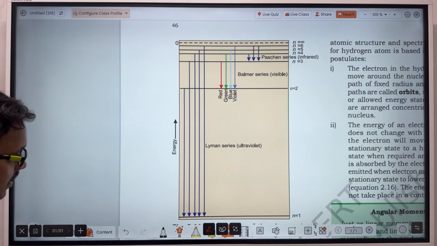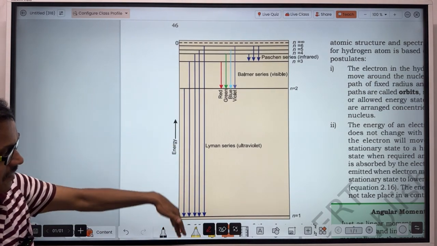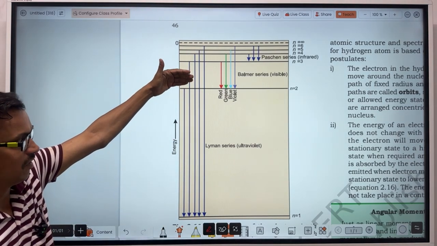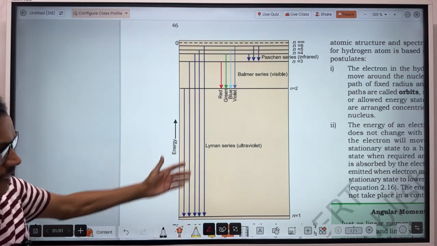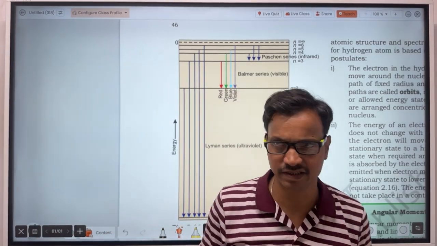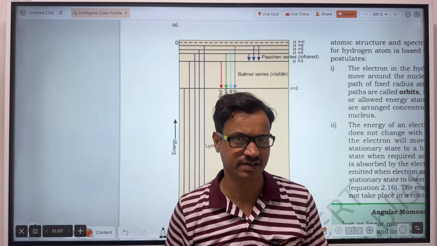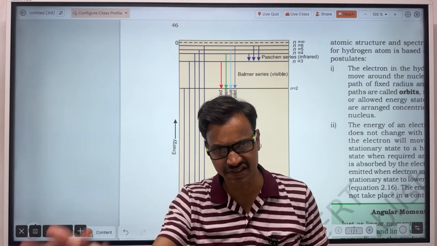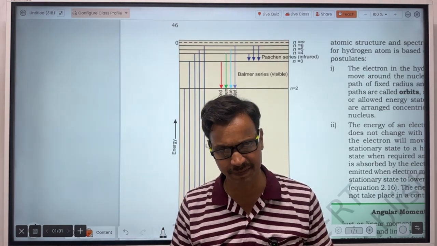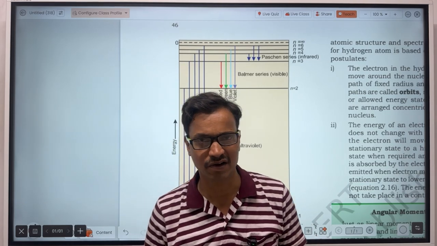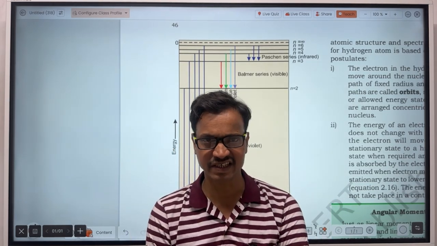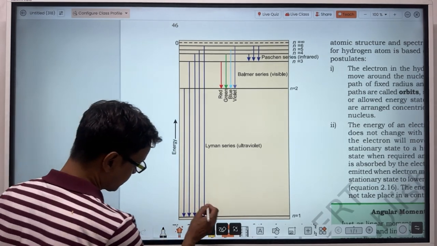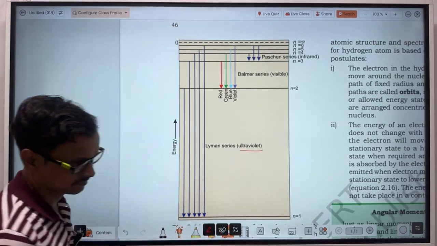That will be called Lyman series. And here the energy of this radiation will be very high, because the decrease in energy of the electron will also be high. So when the decrease in energy of the electron is high, the magnitude of energy released in the form of electromagnetic radiation will also be high, and that is for ultraviolet. Energy of ultraviolet light is large. So the radiations of the Lyman series fall into the ultraviolet region.